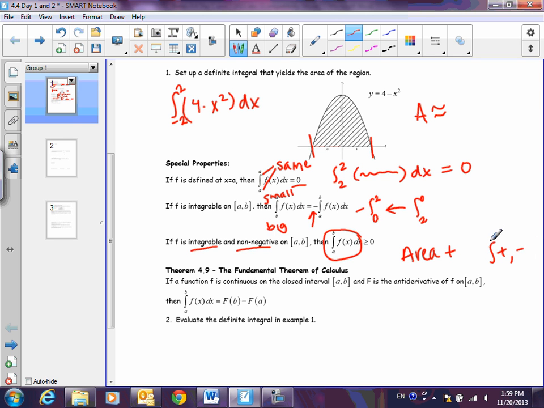All right? If you're confused about this, I think by the end of the lesson, it'll be clear because I'm going to do an example that shows this. But when we say the area, we don't say the area is negative. We say the integral is negative. So it's not that area and integral are the exact same, but we find the area by using the integral.